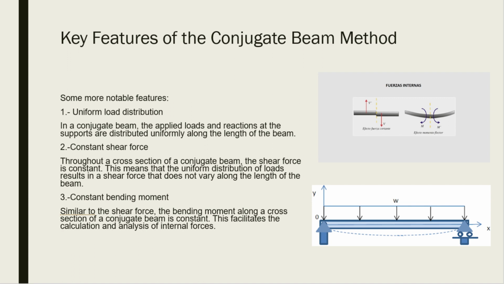2. Constant shear force. Throughout a cross-section of a conjugate beam, the shear force is constant. This means that the uniform distribution of loads results in a shear force that does not vary along the length of the beam. 3. Constant bending moment. Similar to the shear force, the bending moment along a cross-section of a conjugate beam is constant. This facilitates the calculation and analysis of internal forces.